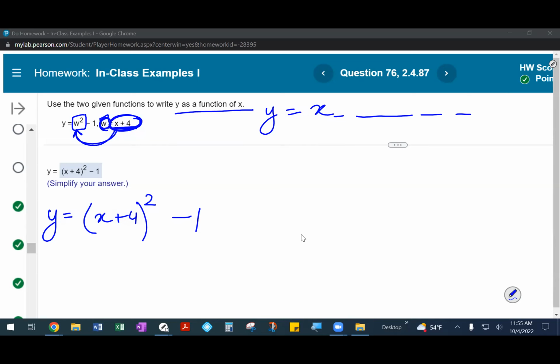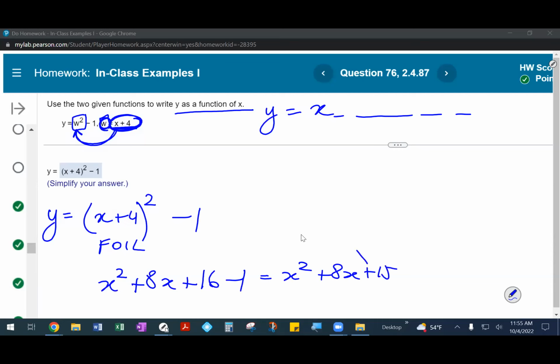Yeah, so that's what Alexis was asking too. You can go ahead and FOIL this and simplify it if you want. If you wanted to FOIL this guy, this would come out to be x squared plus 8x plus 16, and then subtract 1 from it, which would give us x squared plus 8x plus 15, and that will also work as an answer here. So yeah, if you wanted to simplify it, you can. I just left it without simplifying it. On our exam, would it matter which way we do it? Not really, it shouldn't.